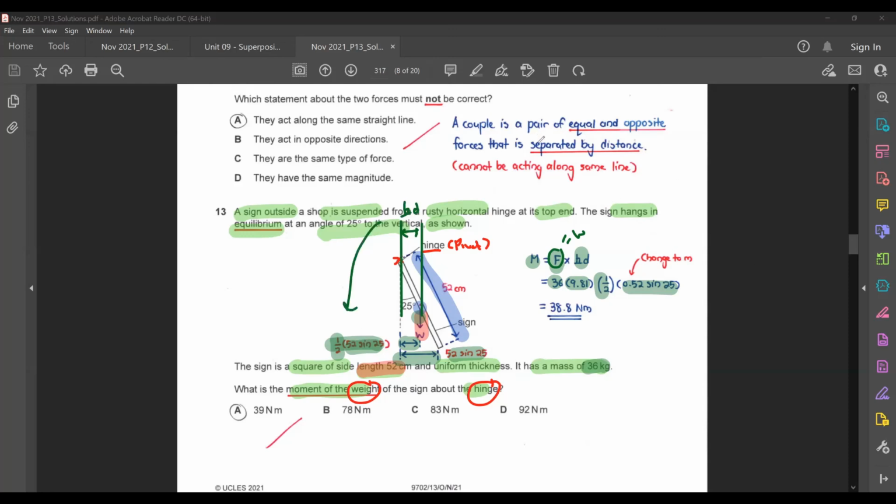One thing to be careful of is to change your length from centimeter to meter. This one is centimeter, right? Remember to change it to meter. That's why it's 0.52 here. So your final answer would be 38.8 Newton meter, rounded to 2 SF is 39. Okay, so that's that.